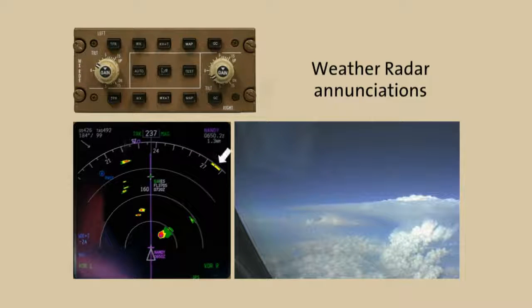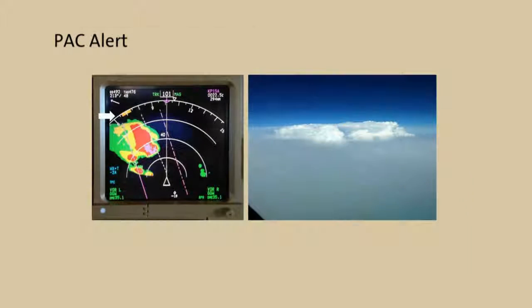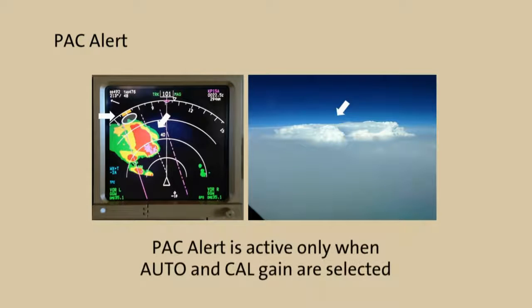The yellow arc is a pack alert function. Pack alert warns crews that the intervening cell is attenuating the radar beam, and the area behind the cell is not visible to the radar. Pack alert is active only when auto and cal gain are selected.